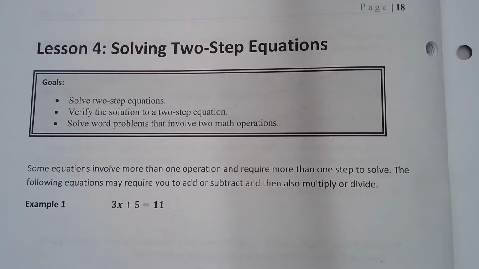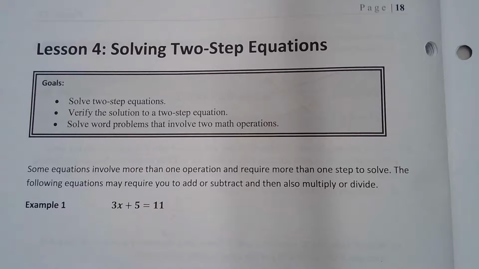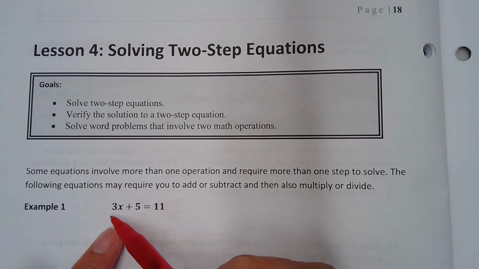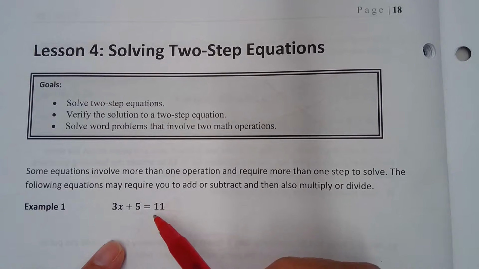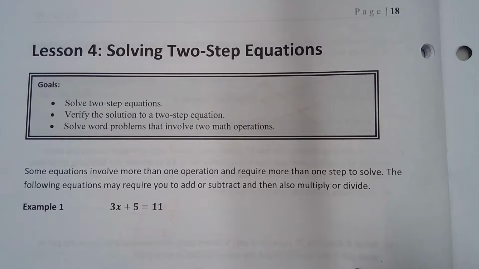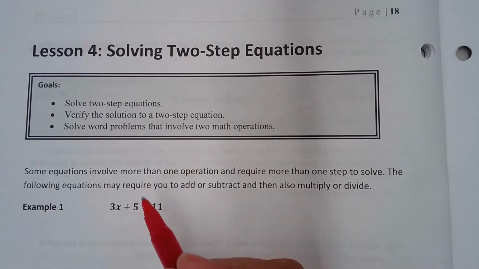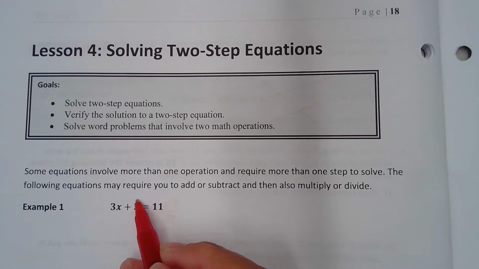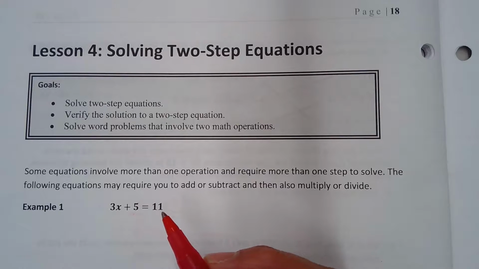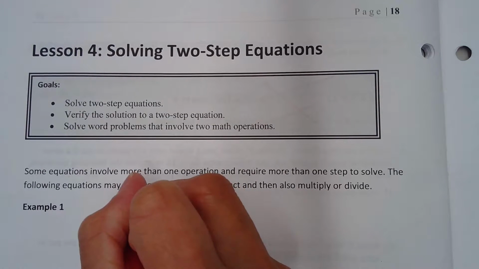So lesson 4 is we're going to talk about solving two-step equations. Now, two-step equations, how do we do this? Pretty similar to what we've done before. Whatever we see, we're going to do the opposite. So here, 3 times something plus 5 will give us 11. The very first thing we've got to do is, I see adding a 5. So how do we cancel the adding of 5? Subtract 5.